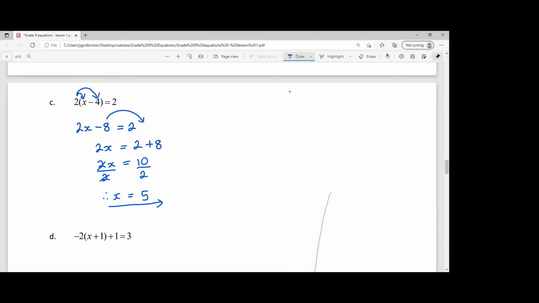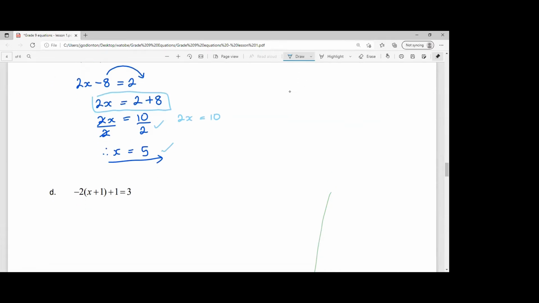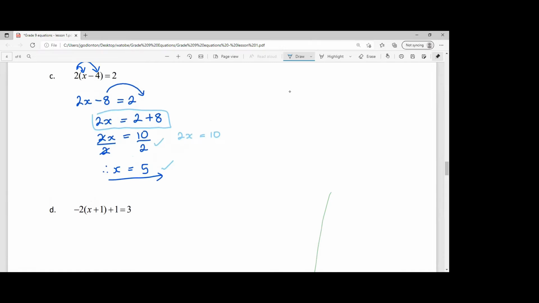Okay. Now there are certain things like this step here. If you feel comfortable doing that in your head, you can jump straight to saying 2x is equal to 10. You don't need to show me that you're plussing an 8. But you do need to show me that you're dividing by 2, and you need to show me your final answer. Okay. All right. I'd like you all to give D a try for me.